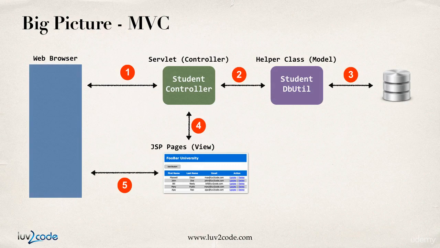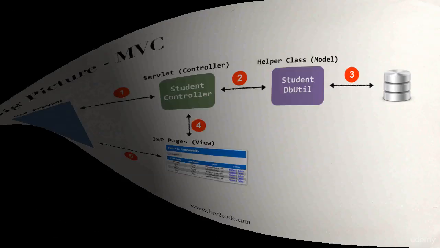So looking at the big picture, we're going to have this web browser submit a request to our servlet controller. Our servlet controller will make use of this helper class called a student database utility. It'll talk to the DB. The data will come back to the controller. They'll forward it over to our JSP page, which is our view. And then finally, we'll send that view back to the browser. So this is kind of like our big picture for our application. This is the big MVC architecture, and we'll build this all out in the following videos.